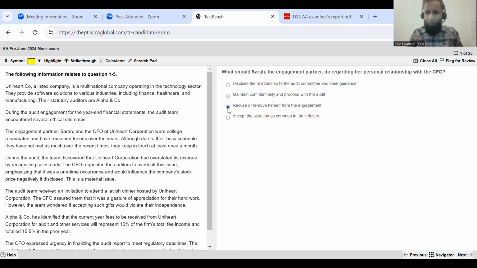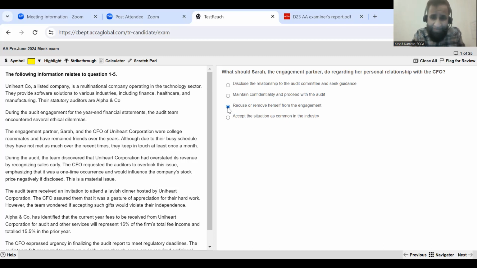You cannot disclose your relationship to the audit committee because you have to take the safeguard on yourself. Maintain confidentiality, that's absolutely wrong because you are in a relationship, you have to take an action. Accept the situation, that's perfectly wrong because you cannot accept the situation and continue with the audit as an engagement partner. You have to remove yourself as an engagement partner and appoint another engagement partner for this particular company.